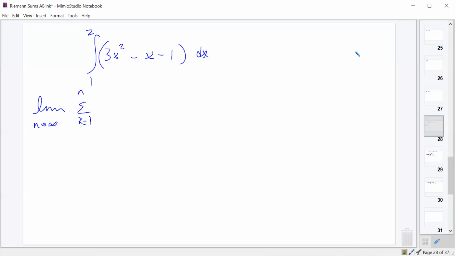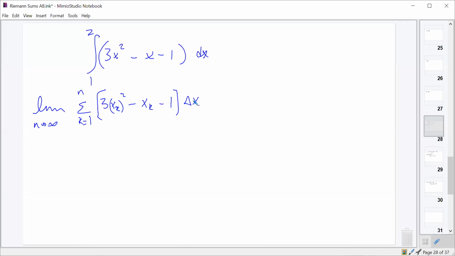So doing this using a limit in the summation means we're going to do a limit as n approaches infinity of the sum from k equals 1 to n of 3 x sub k squared minus x sub k minus 1 times delta x. So f of x sub k times delta x.